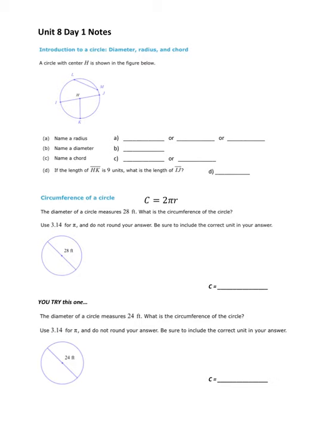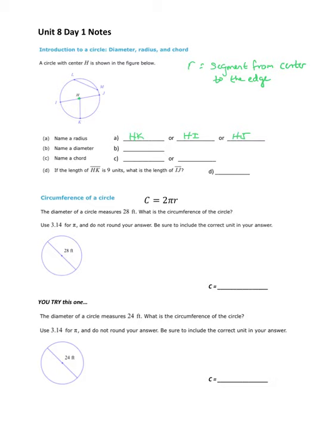Now a radius, and I'm going to use R, is a segment from the center to the edge. Okay, that's the radius. And I'm using R because we're going to use that in formulas. So a radius would be HK or HI or HJ. Because you see that H is the center. And all 3 of those segments go from the center to the edge of our circle.